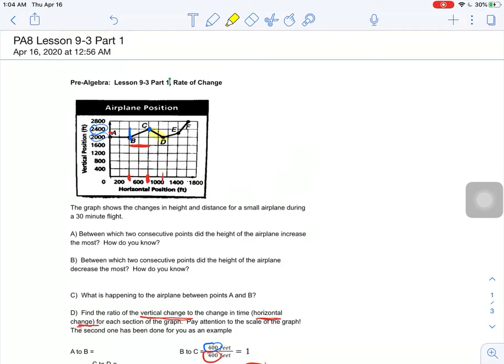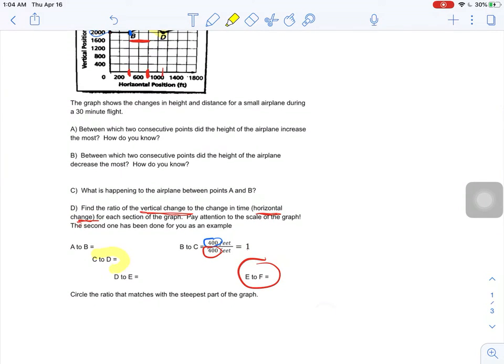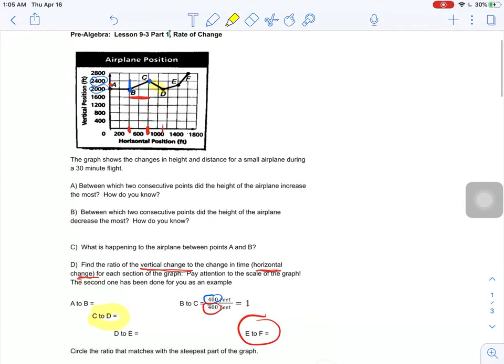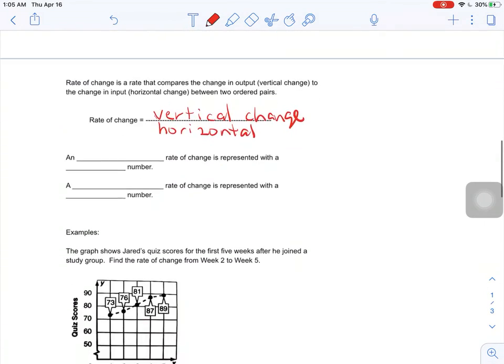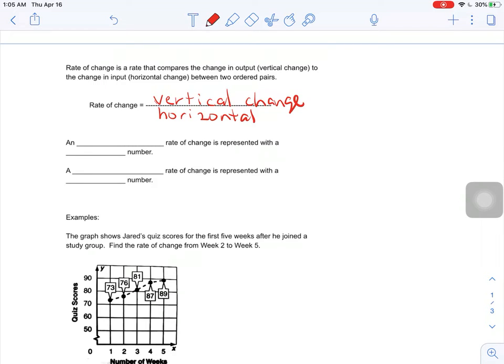A positive means that it's increasing, so the airplane is gaining altitude. Now for your answer for C to D, you could actually put a negative sign in front of that to show that the airplane is losing altitude. So when we're working with rate of change, we use positives and negatives to help us keep track of what's happening in that ratio of the vertical to the horizontal change: is it getting higher or is it getting lower? An increasing rate of change, where the graph is getting higher, we would represent with a positive number.